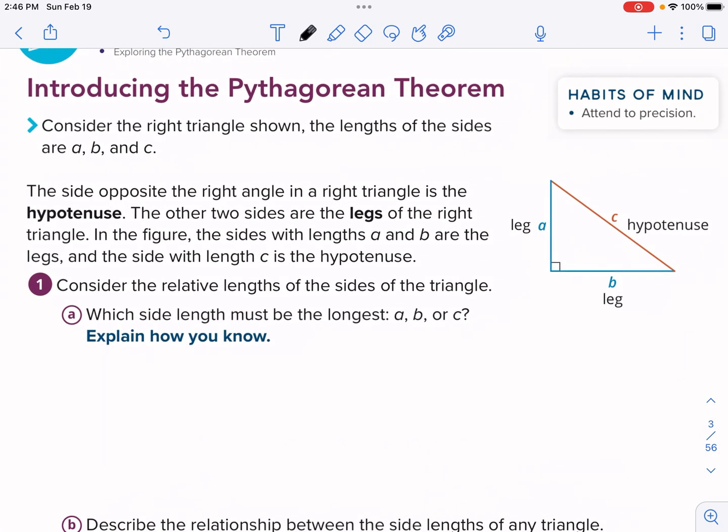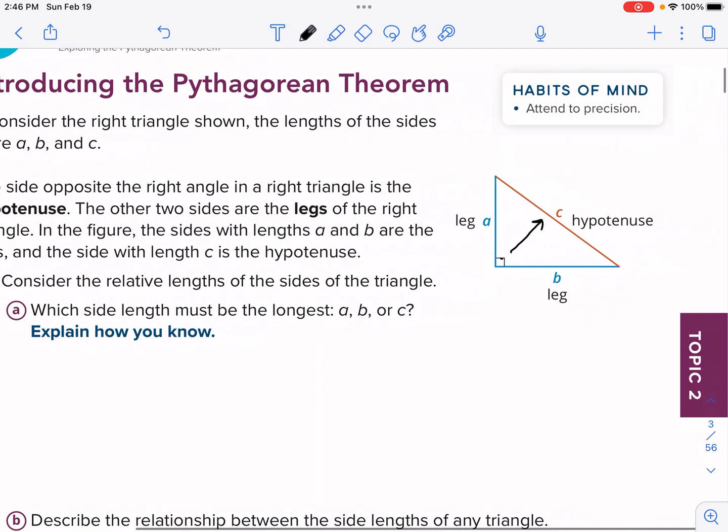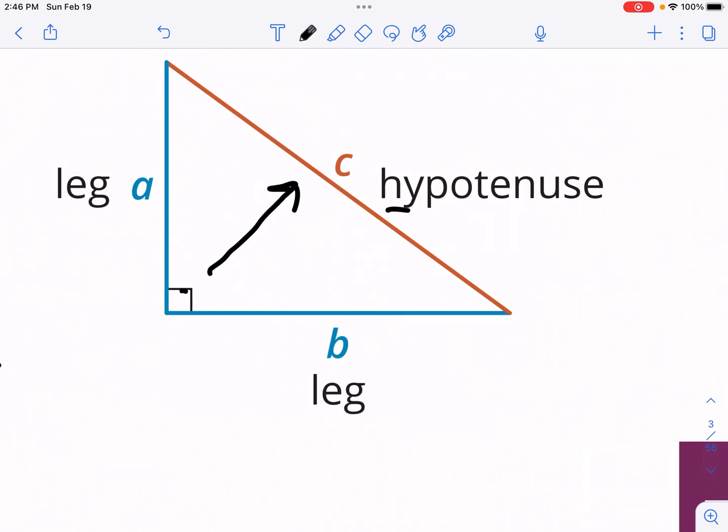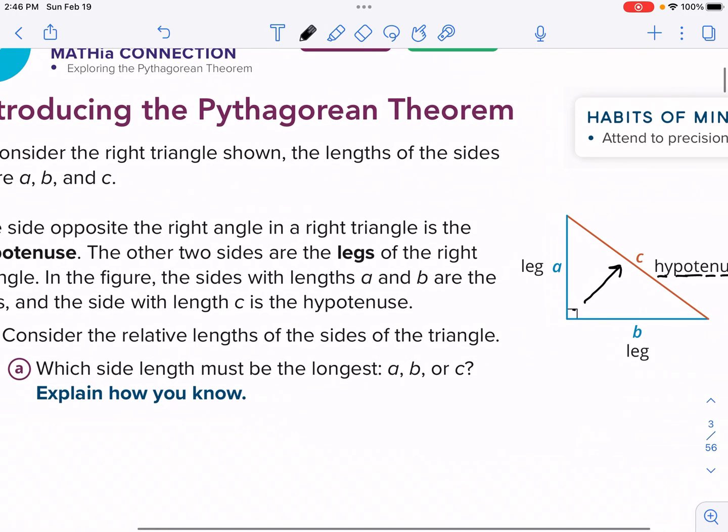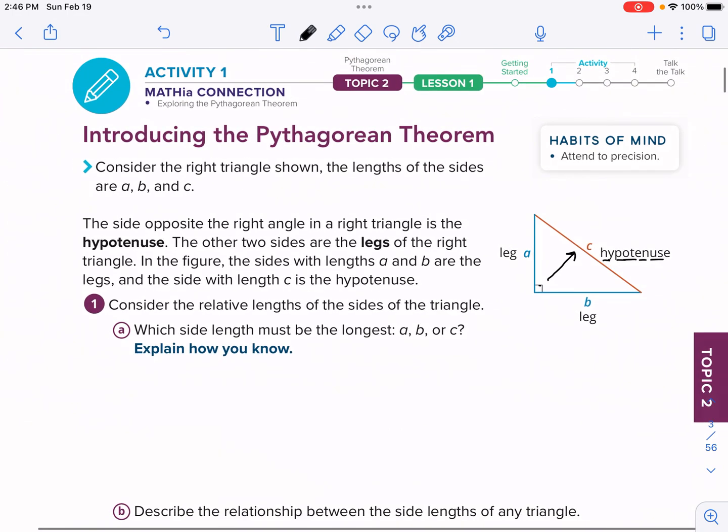So when you have a right triangle, we've labeled it A, B, and C. And notice the difference in color here. It says the side opposite the right angle in a right triangle is the hypotenuse. So the right angle is here. The side opposite, you always draw an arrow. That side length is called another vocabulary term, the hypotenuse. So that's that side. That's always the longer side.